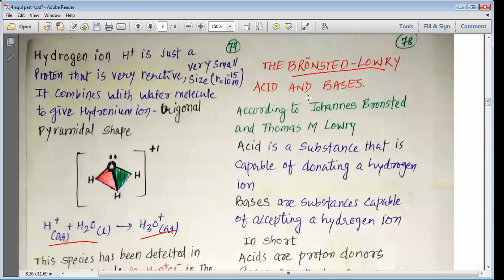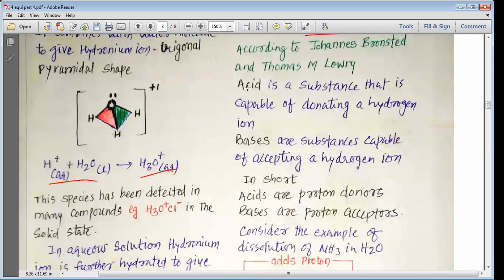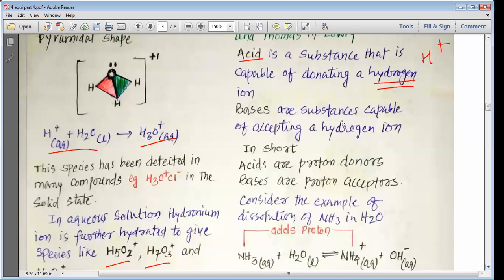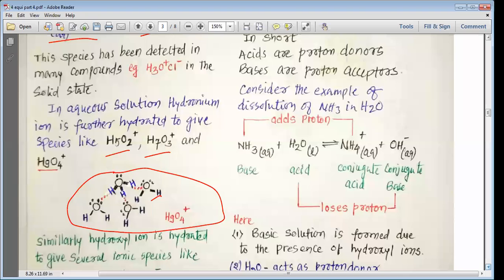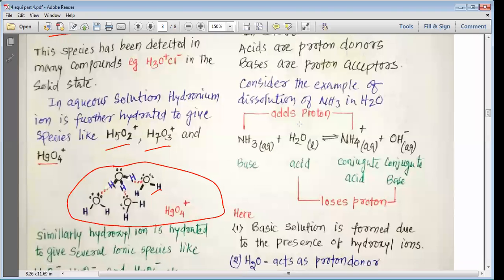They were Lowry and Bronsted, and they collectively explained that those substances which are acids are proton donors. Proton is nothing but your hydrogen ion H plus, and those substances which are bases are proton acceptors. So those substances which accept protons are bases, and those which donate protons are acids. When we look at water reacting with ammonia, water donates H plus and turns into OH minus. So here water behaves as an acid.